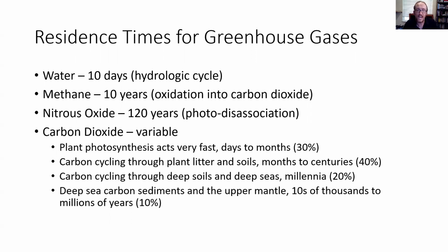So carbon dioxide, what's its residence time? Of course, can't be simple. It has to be complex. Carbon dioxide has a variable residence time because there are a whole bunch of different reservoirs that can uptake carbon dioxide. Plants act very fast, and they can use carbon dioxide in the process of photosynthesis on the scale of days to months. And about 30% of all carbon dioxide is moving through the plant system.